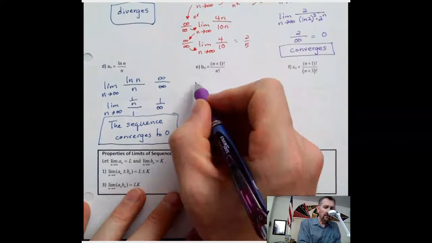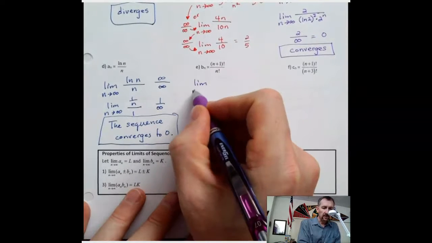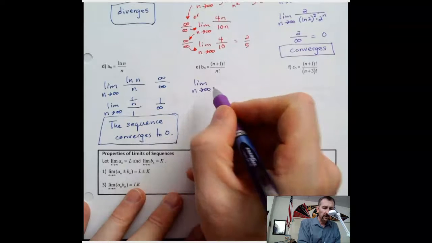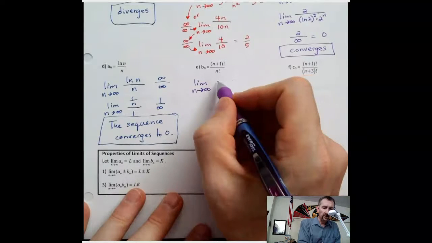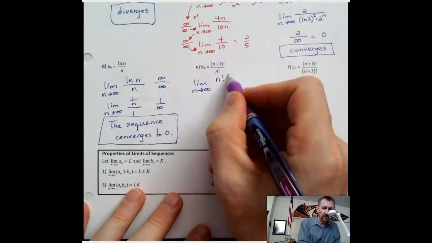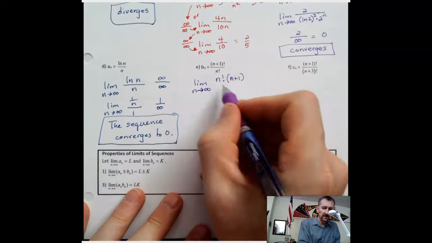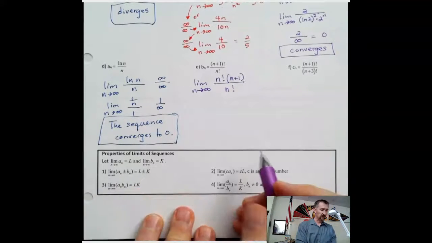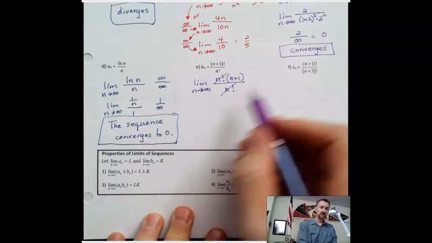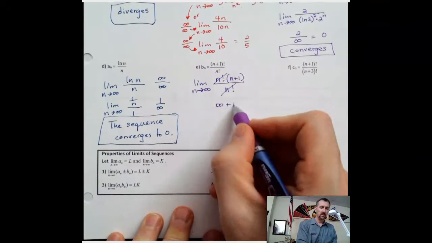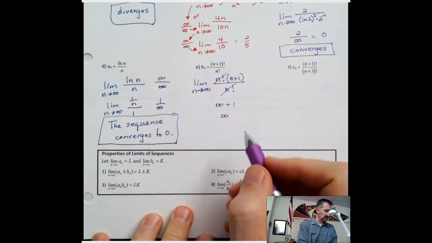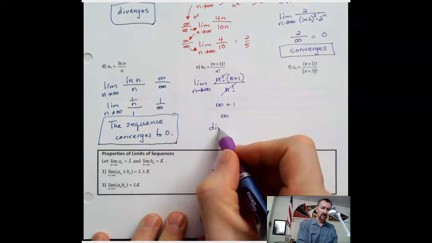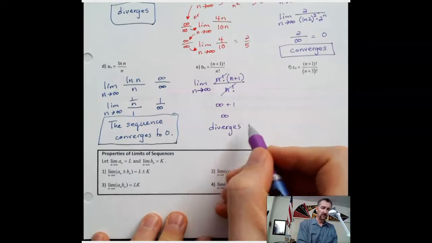So here, if we want to take the limit as n approaches infinity, what we can do there is change that to n factorial times n plus 1 over n factorial, adjusting those factorials. So those cancel. That's going to be infinity plus 1, which is infinity. So we're going to say that that sequence diverges.